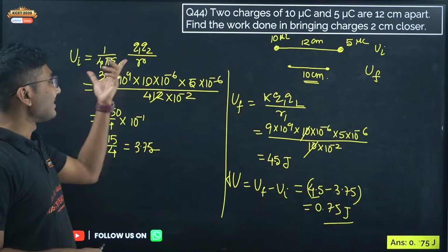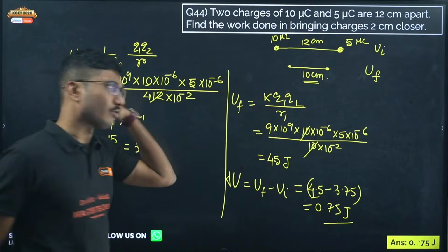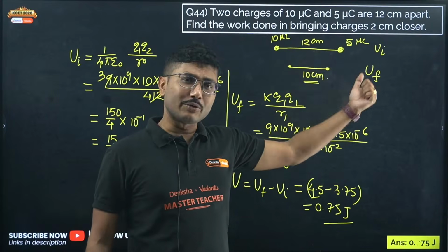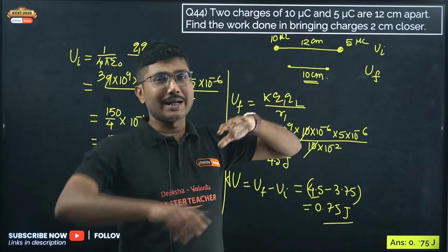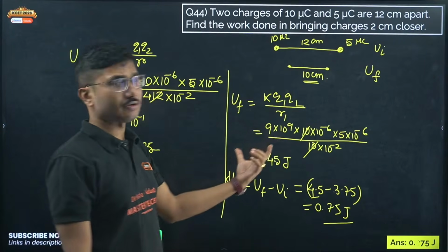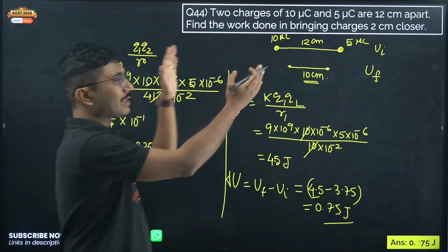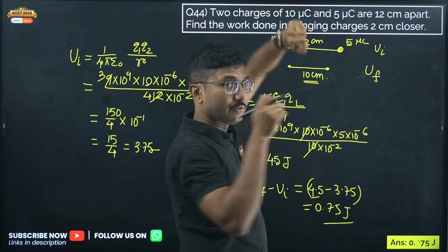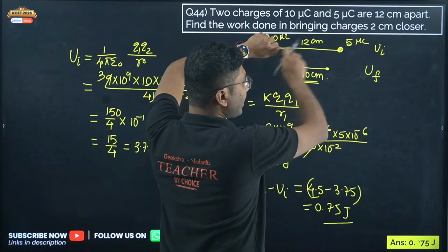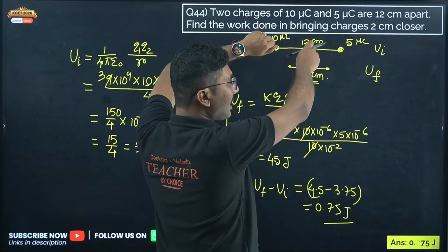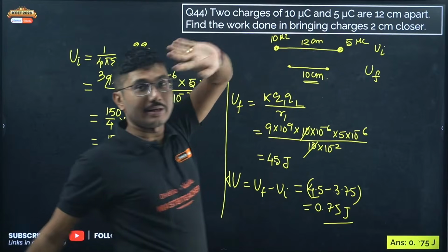This is potential energy. You can calculate potential, and then you can do the work, but that will be a longer method. This is the easiest shortcut method. Because two charges are given, according to your method, you have to fix one charge, calculate potential, then multiply, and find work done. That will take a longer method.